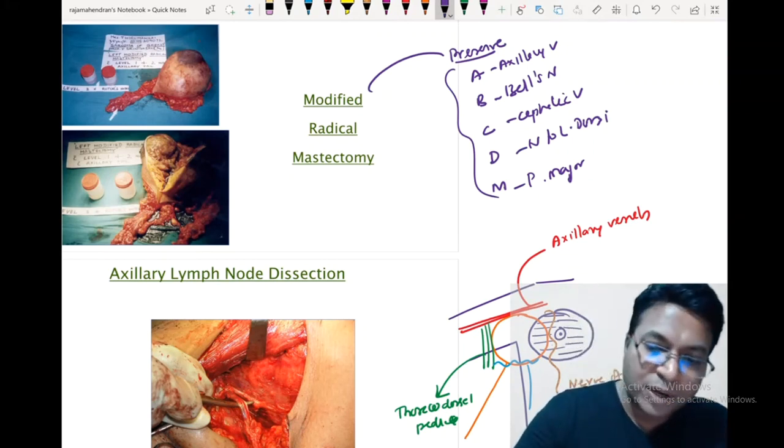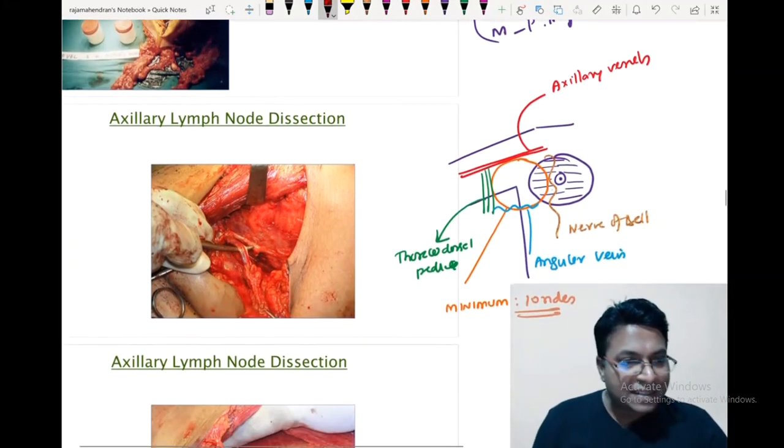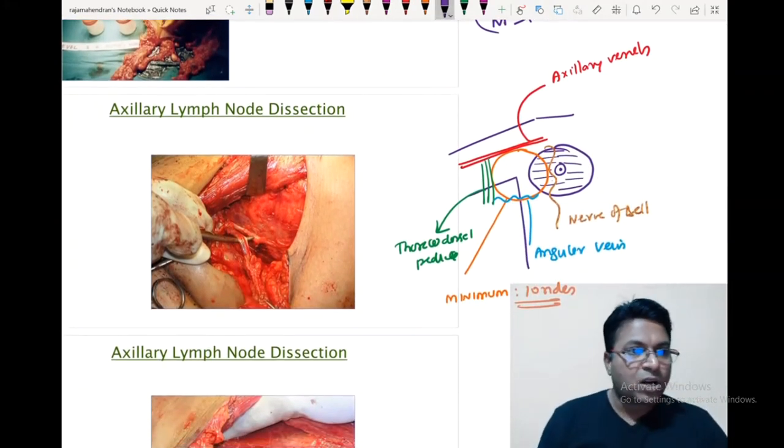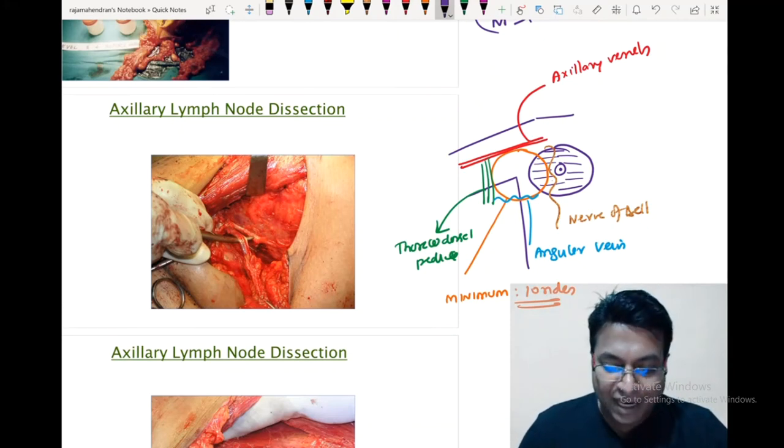Okay, this is very important for your exams. Lobular cancer in situ and ductal cancer in situ are cancers which are not involving the membrane. They are not involving the basement membrane.